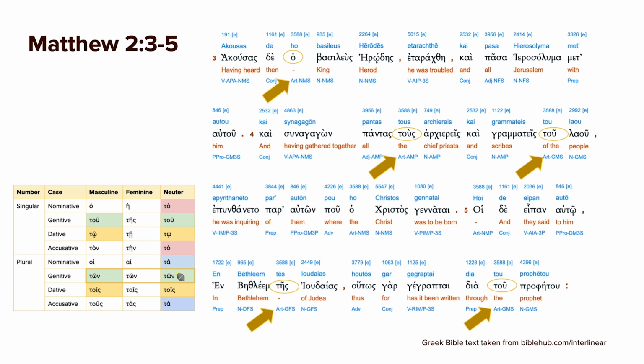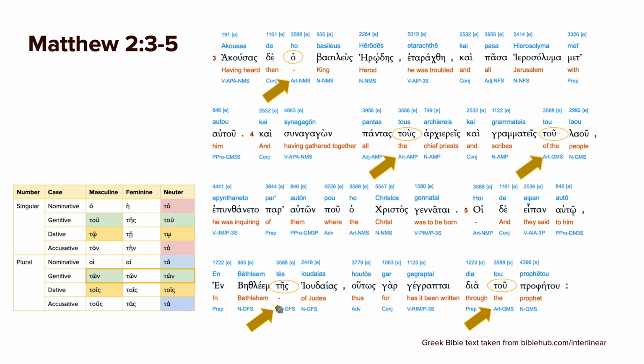So tous here is accusative masculine plural, AMP. And then again, of the people. Now this tous actually goes for both of these, archieres and grammates, chief priests and scribes. And then of the people, remember when you use of as a kind of partitive idea, the people's scribes, the people's chief priests, that would be genitive, masculine singular, to match the genitive masculine singular people, lau.